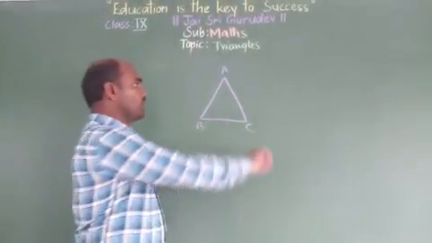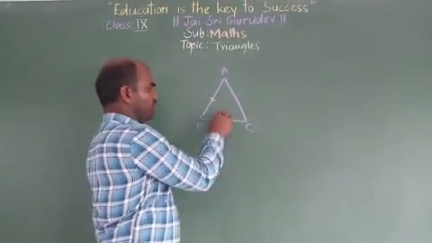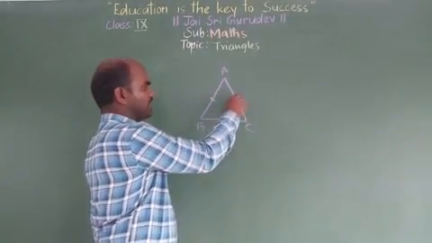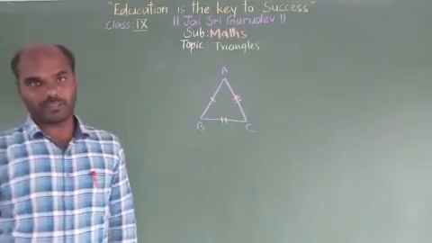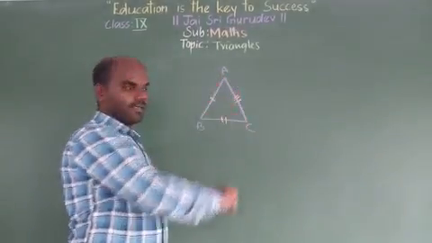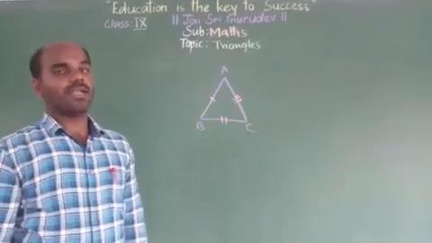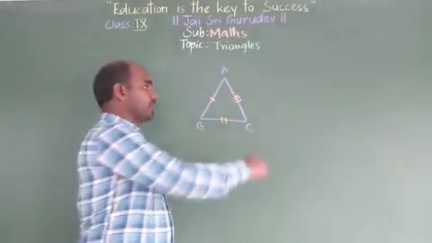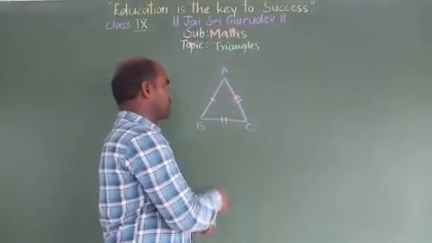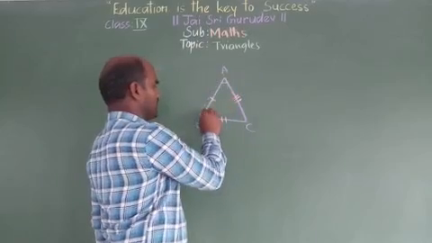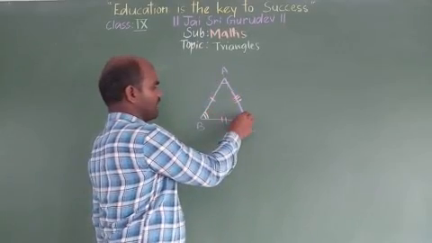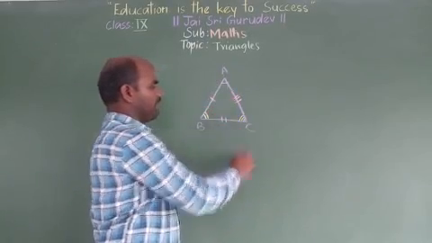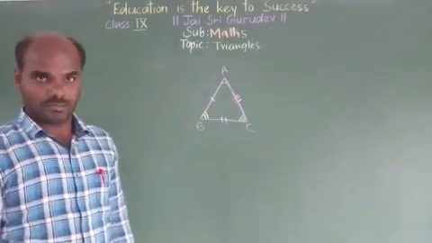Okay. So now here, 1, 2, and 3. Three sides, and it is a closed figure. Yes or no, children? When we have three sides forming a closed figure, it also forms three angles. What are the three angles? Angle A, angle B, and angle C.